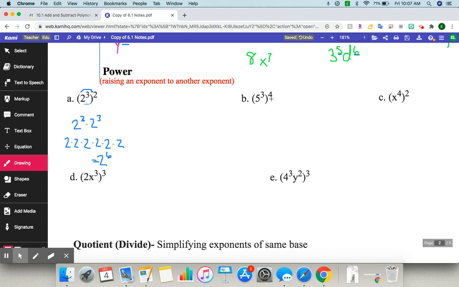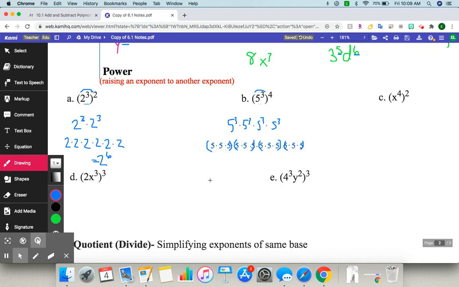In B, notice I have 4 factors of 5 to the third. So I have to write that 4 times. And then I can actually expand it once more by writing out these 5 to the third powers. So once that's completely expanded, you'll notice I have 12 total factors of 5, making this 5 to the 12th power.